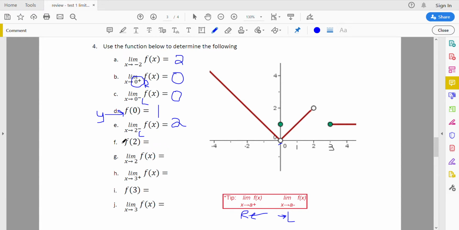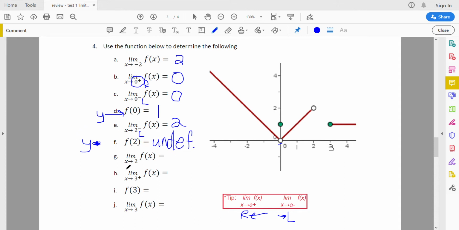For f, I want just f of 2. Again, where is the actual point? Where is my y value? If I look above 2, there's nothing actually colored in, right? I've got this hole, but when I look above 2, there isn't actually a point. So I can say this is undefined or does not exist. Let's go with undefined. There's no point. If I had something down here, that'd be different, but for this example, it's undefined.